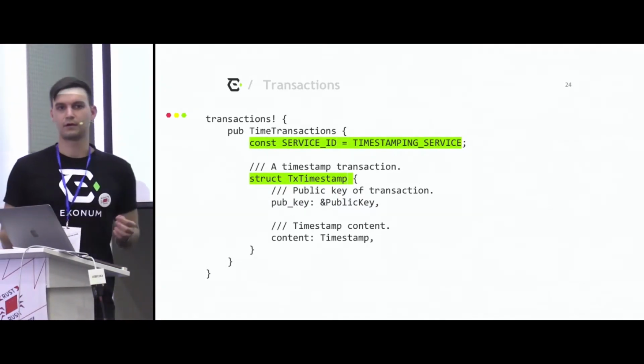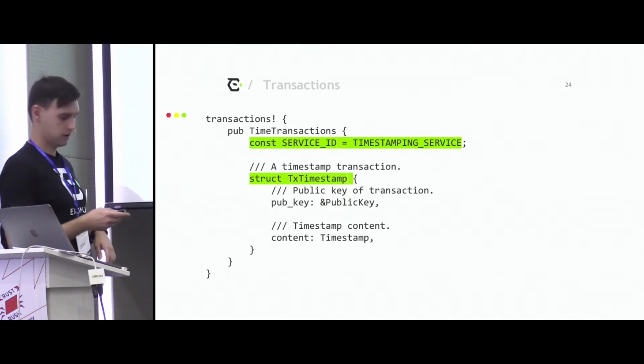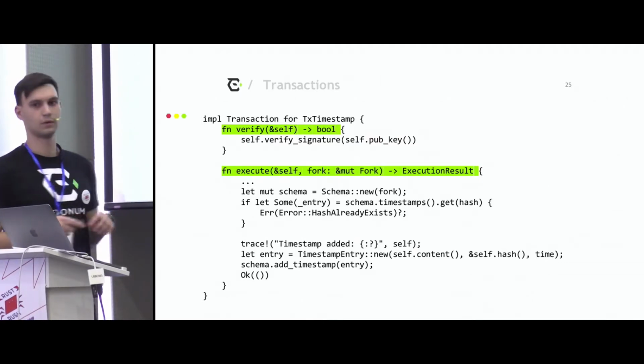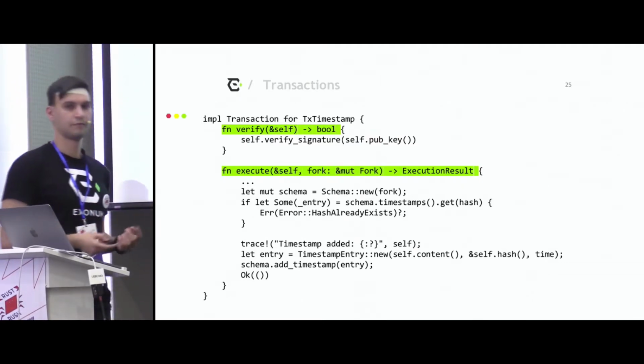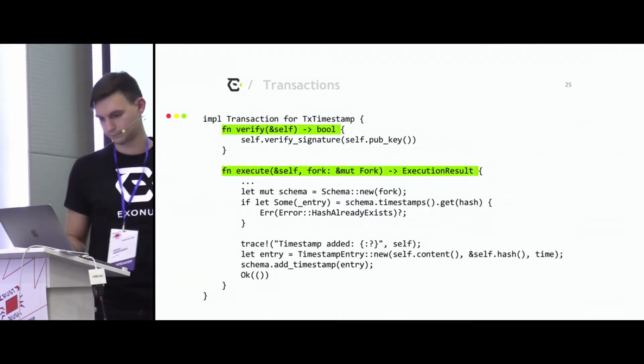Here we are describing our transaction. And this is our business logic, what we will do with our transaction. First, we will verify our transaction, and second, we will execute some code. Here we will call our database, checking that this is a new record, and then we write this record to the database.